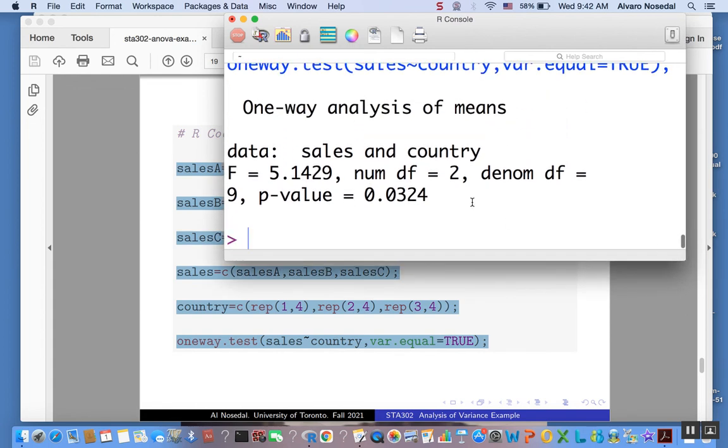See, what we have is that F star is 5.14, with 2 degrees of freedom in the numerator and 9 degrees of freedom in the denominator, and this gives you the p-value, not the rejection region approach. But we know that if you're going to be using the p-value approach, just compare the p-value against your significance level. If alpha, the significance level, were 5%, and the p-value is less than 5%, then we reject H naught. So same conclusion as before.